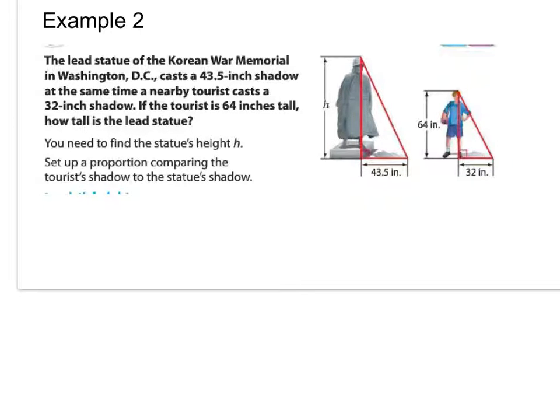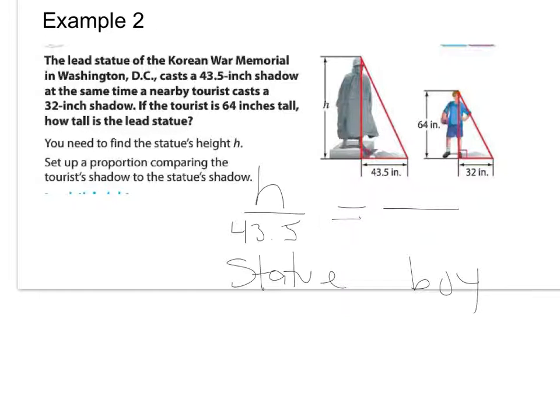So we're going to set up a proportion comparing the Taurus to the statue. Okay, so we're going to do the statue, and then we're going to do the boy. So we do not know how tall the statue is, but we know his shadow is 43.5. Okay, we know how tall the boy is, and we know how long his shadow is. Okay, so I'm comparing height to shadow, height to shadow. You've got to set them up in that way. Okay, now we have a proportion. We know we need to cross multiply.